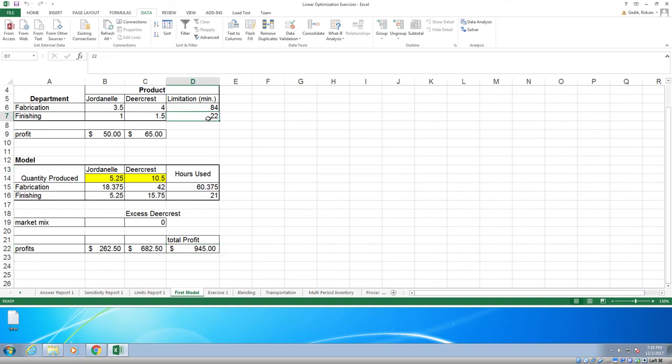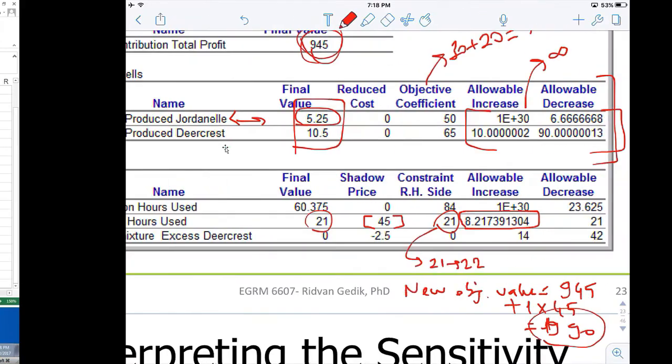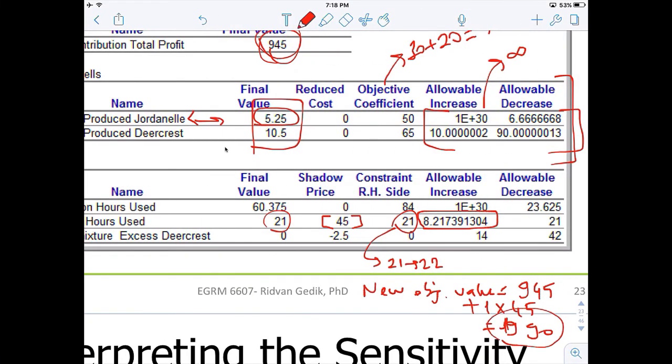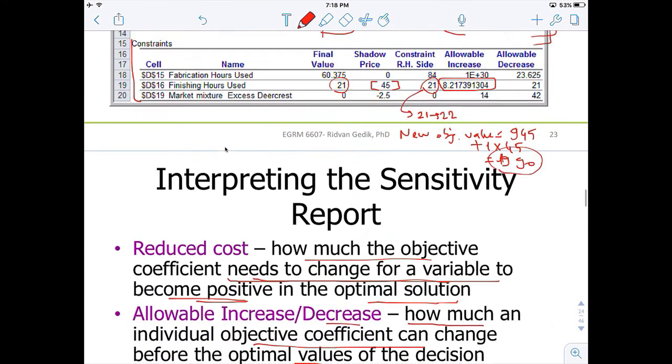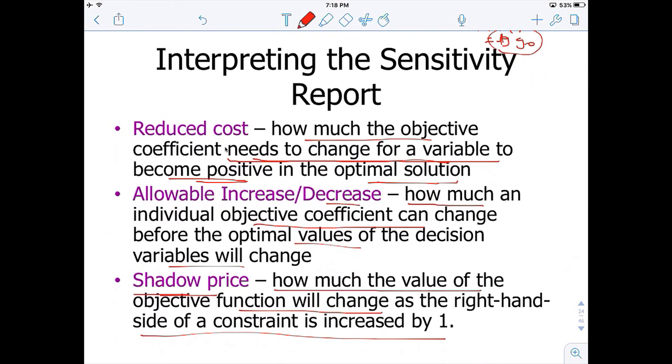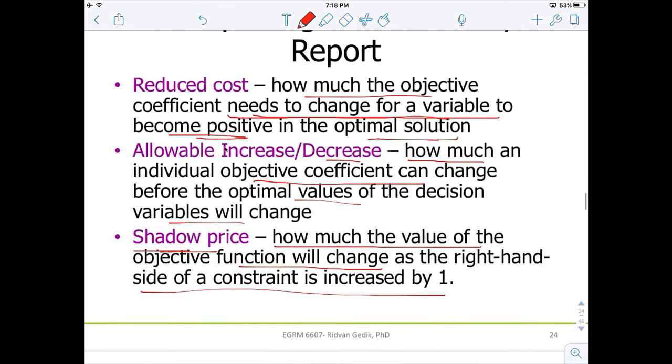Well, let's make it 921. So again, if you know this information, you don't need to resolve this optimization problem one more time. You can conclude that even with this information. It's a really nice feature of the Excel Solver report. This is pretty much how you read the sensitivity report.